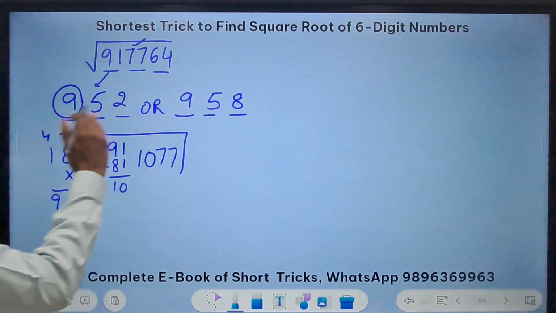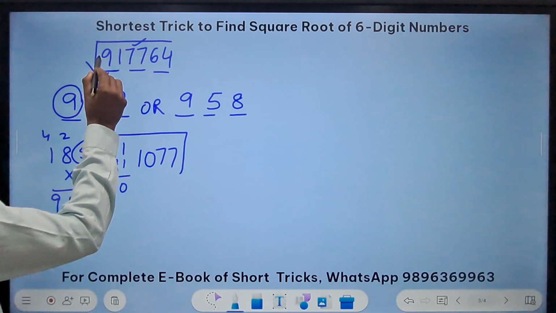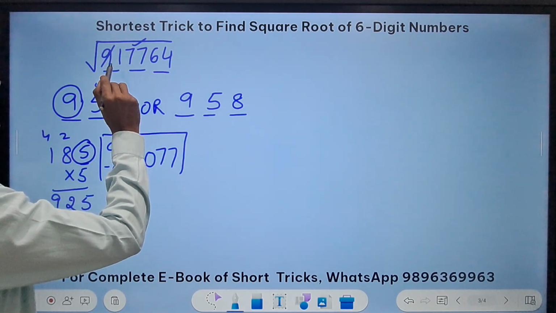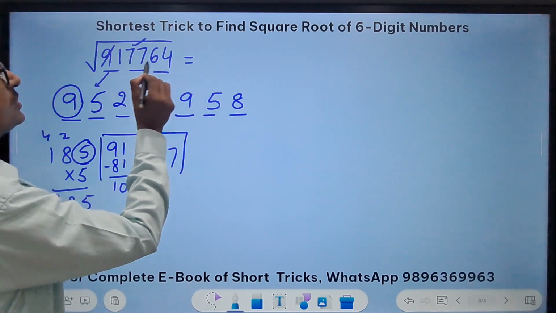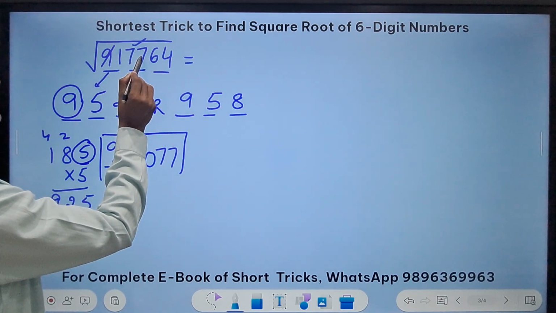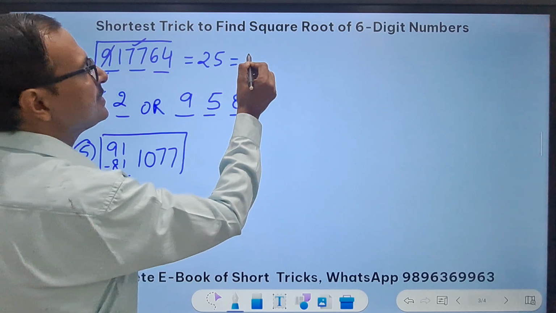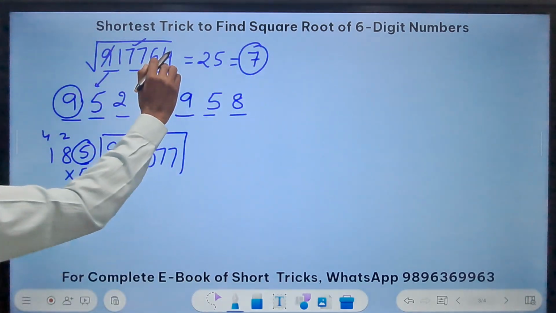Now let's eliminate one of the answers. 9 cancels out. Are there any more 9s here? I don't find any 9s. So 7 plus 7, 14, 24, 25. 25 means 2 plus 5, 7. So the single digit for this number is 7.